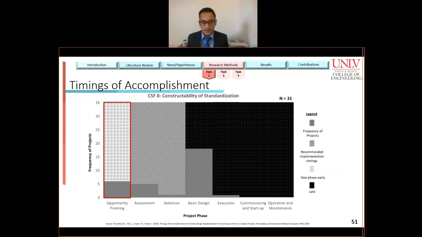And the lightly shaded portion here represents the phase that comes before the recommended timing, which is the opportunity framing in this case. These gray bars or columns represent the number of projects that fall under each phase: late, on time, or early. So here in the early phase, we can see there are around 6 projects that were accomplished earlier than the recommended timing. And there are around 19 projects that were accomplished later than the recommended timings, and therefore fall under the black shaded area.